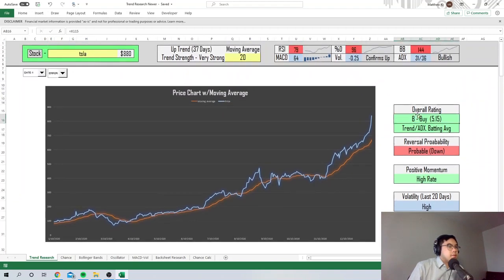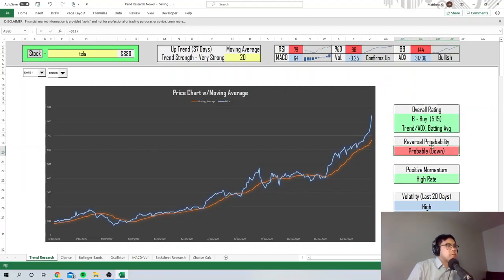And then this model is predicting to buy. It's giving you a buy signal, and it's considering the RSI, the percent D, the Bollinger Bands, the ADX, the volume, and the MACD. So it's looking at all these things, and it's looking at the moving average, and it's also looking at the batting average. So if the past 20 days Tesla has been positive, and its batting average is like 60, so it's been above average 60% of the time, then it'll give it more of a weight, right?